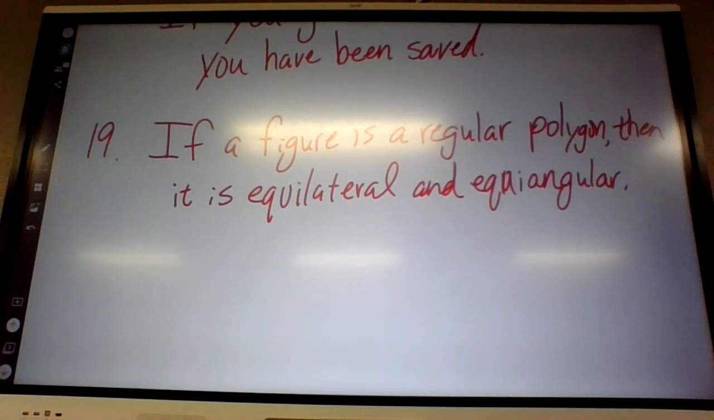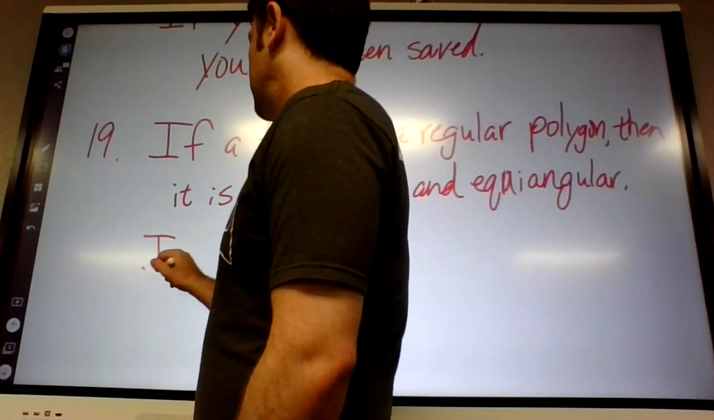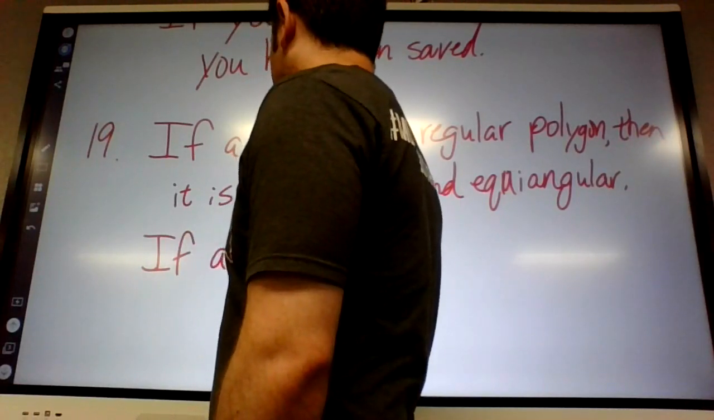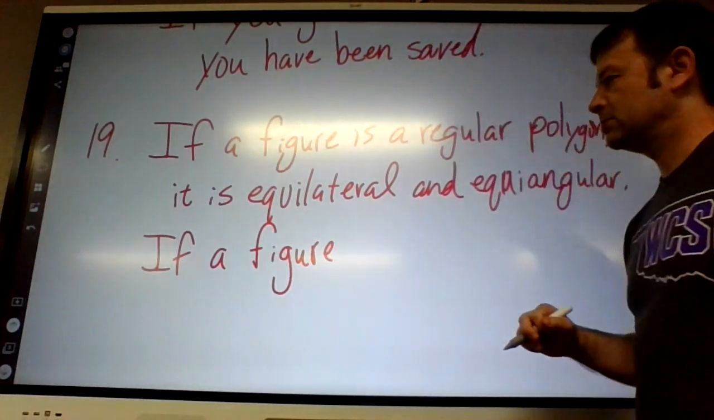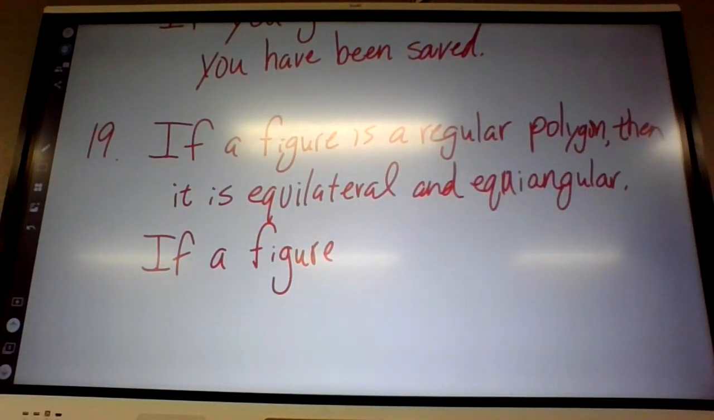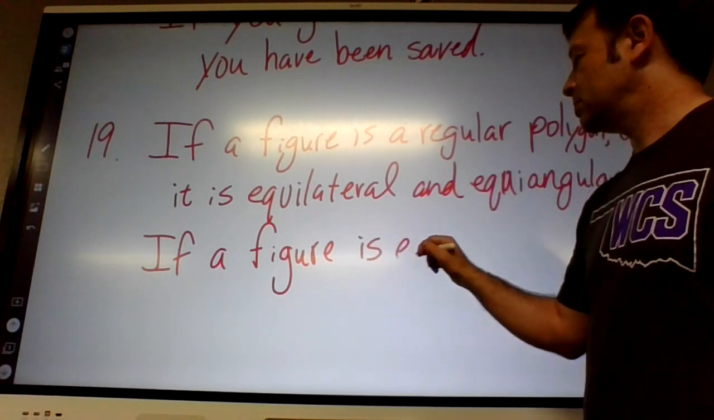Biconditional implies it works both ways. A figure is a regular polygon if and only if it is equilateral and equiangular, and if a figure, so I'm going to keep the subject. If a figure, what? Is equilateral and equiangular.